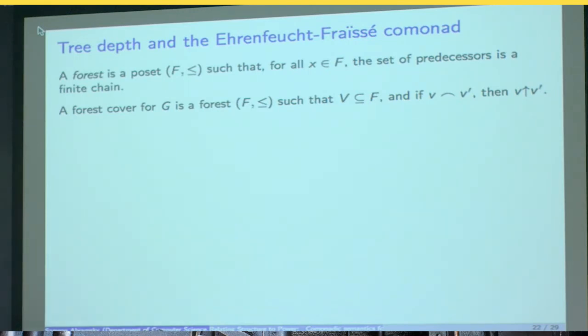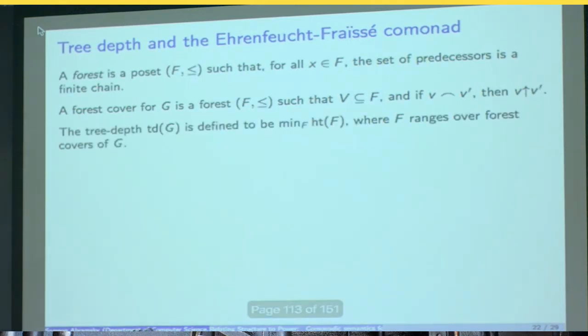So I'm going to formalize it like this. I'll talk about forests and trees. A forest is just a poset where the set of predecessors of each element is a finite chain. Graphs, I'll write the adjacency relation in graphs like this. And the forest cover for a graph is a forest which contains the set of vertices, and such that whenever two vertices are adjacent, then they're comparable in the ordering. So this means either v is less than or equal to v prime or vice versa.